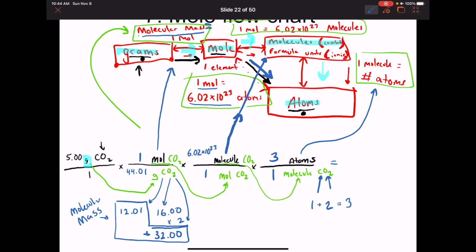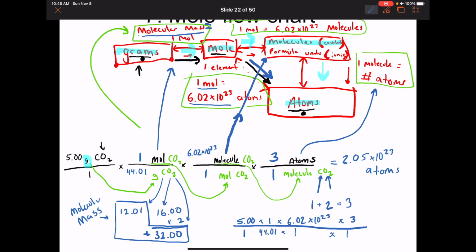Mathematically, we're going to multiply everything on the top. So it's 5.00 times 1 times 6.02 times 10 to the 23rd times 3. And then on the bottom, it is divided by 1 times 44.01 times 1 times 1. So there's not much going on the bottom. So we multiply across, and then we divide by that 44.01, and that'll give us our answer. And that should be 2.05 times 10 to the 23rd. And we're talking about atoms.